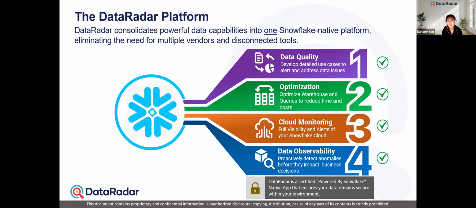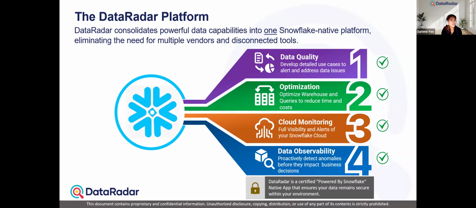So the modules, we have four main product modules. Number one is data quality. We help you monitor your data quality from target to source, bringing the right data to Snowflake and making sure they're ready to use once it gets in there.